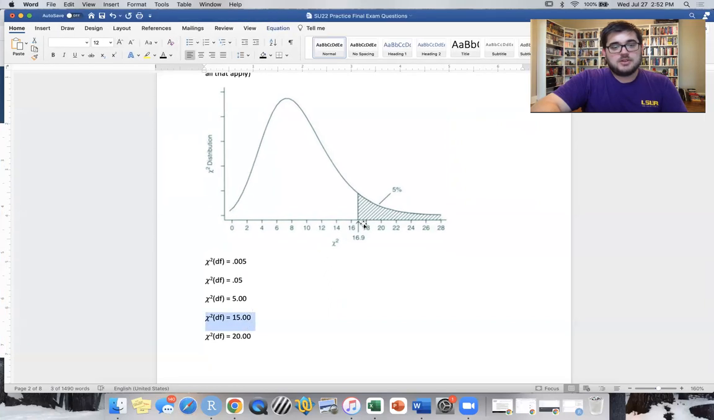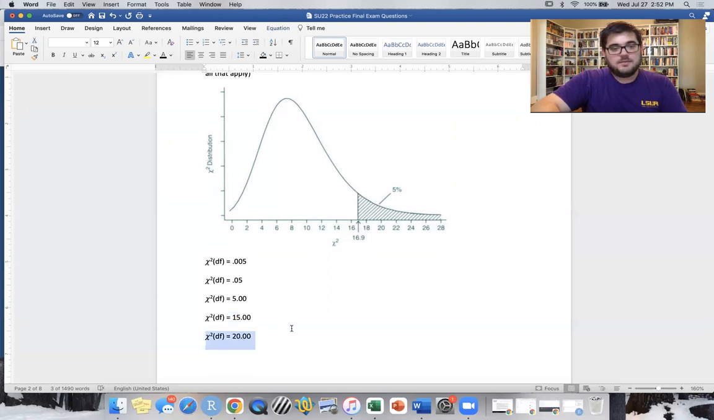15% is very close to 16.9. It's right here, but since it falls short of the 5% threshold, it can't possibly be statistically significant, because I've told you 16.9 is where anything that high or higher cuts off at least the top 5% of the distribution. So 15 is almost there, but doesn't cut it.